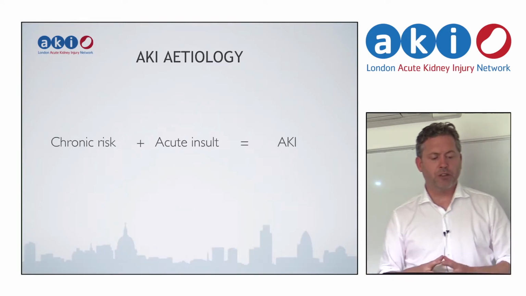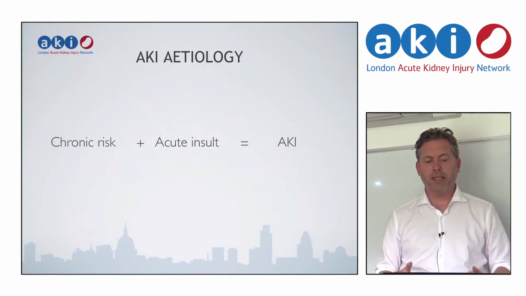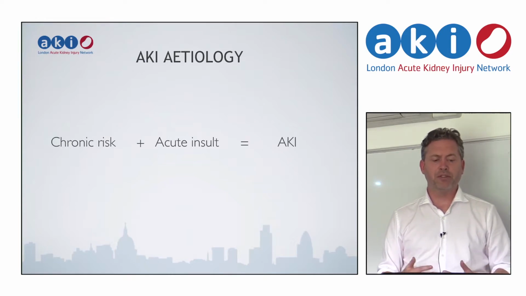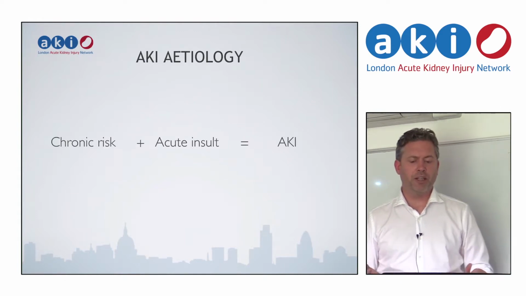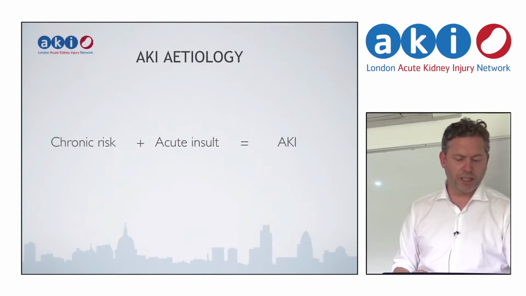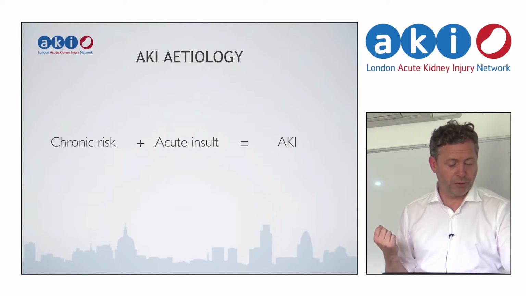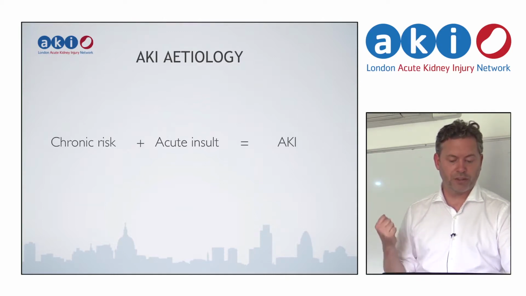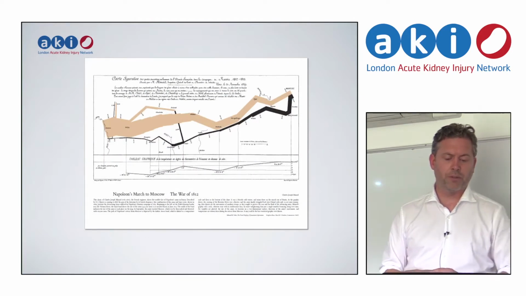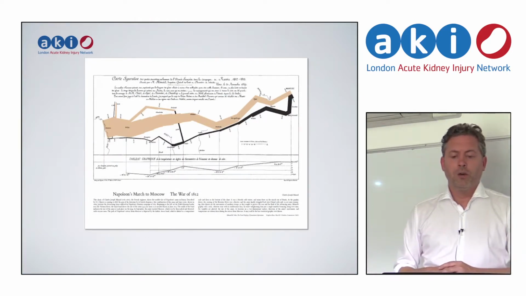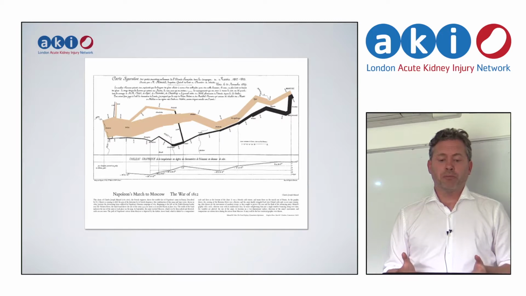So we have a chronic risk factor in many cases: diabetes, vascular disease, poor fitness, cardiorespiratory disease. We have the acute AKI insult, and this results in AKI. Sometimes it may be a patient with no comorbidities or risk factors who just has a severe acute insult. We must also bear in mind in many hospitalised patients this may be multifactorial.